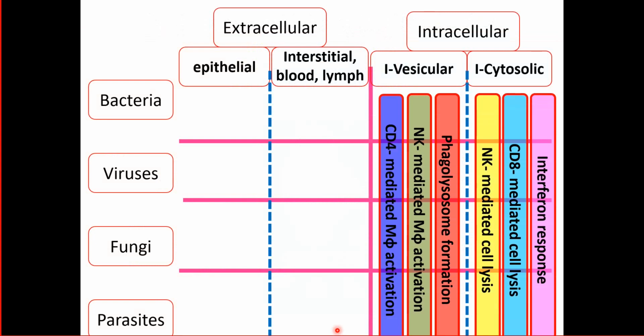So we have phagolysosome formation. This is intravesicular. Is this an innate or an adaptive mechanism? Phagolysosome formation, Mr. Rezai. Is this innate or adaptive? It's an innate mechanism. Then we have NK cells activating macrophages. So M5 here means macrophage. Is this an innate or an adaptive mechanism? Again, innate mechanism. And then we have CD4 T helper 1 cells activating macrophages, innate or adaptive. This is adaptive. For intracytosolic ones, we have interferon response, innate or adaptive. It's an innate mechanism. CD8 T cell lysis, adaptive, and NK cell lysis, innate mechanism. All right.